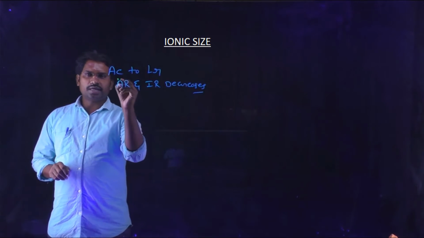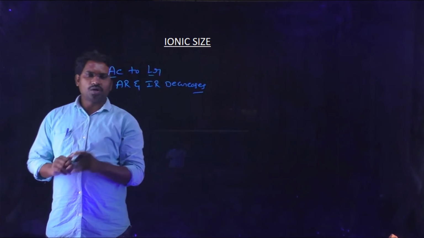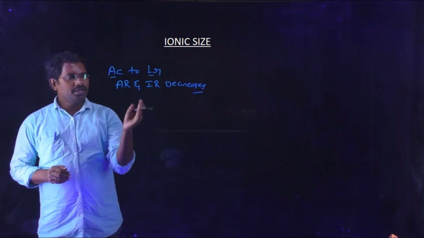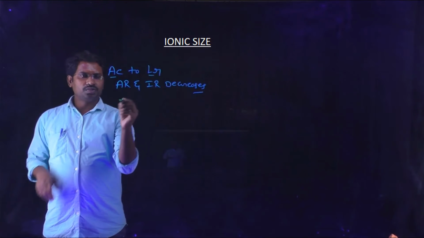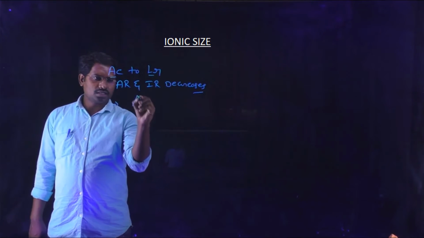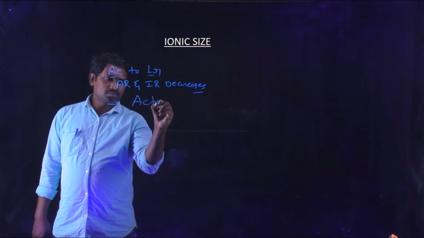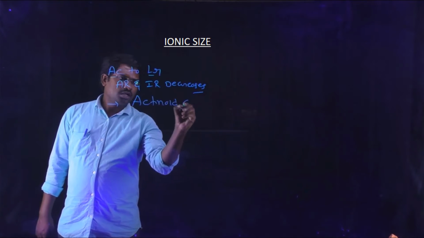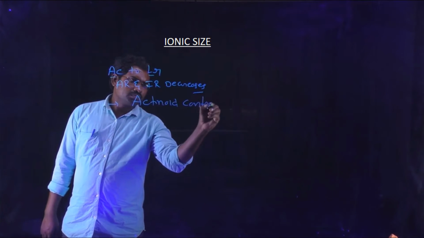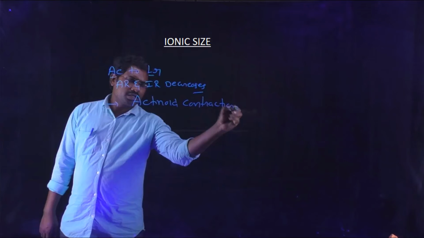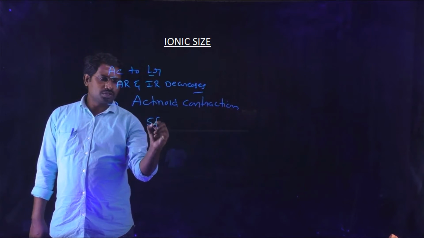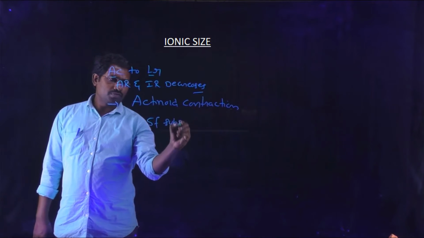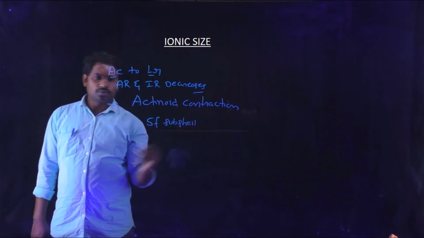So with increasing atomic number from actinium to lawrencium, the atomic radii and ionic radii decrease. This is known as actinoid contraction. Actinoid contraction arises due to the poor shielding effect of the 5f subshell.